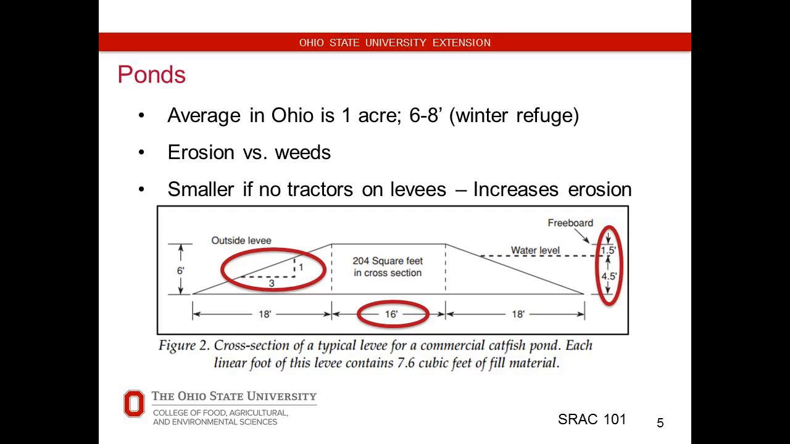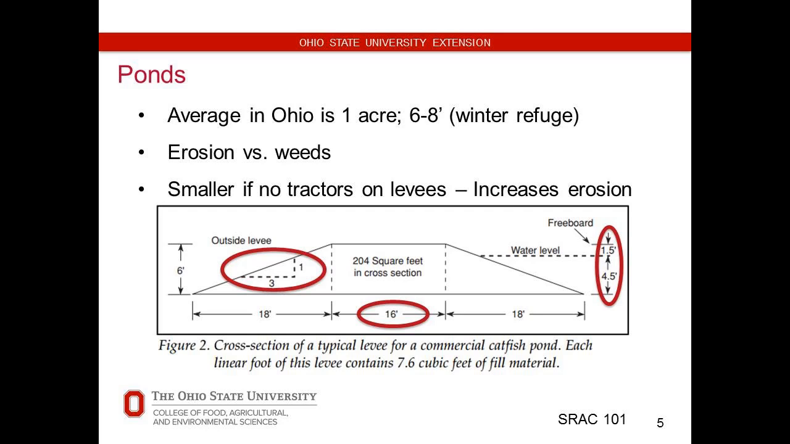But there's a lot of differences between, of course, the South and here. A lot of times here you'll have 6 to 8 feet, and a lot of that is winter refuge. But you can see they recommend, of course this is catfish, but it doesn't really matter, 4.5 feet, very, very common here, and 6 to 8 feet for that winter refuge when it gets brutally cold out there.